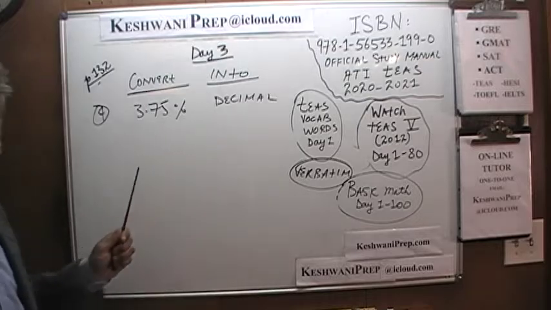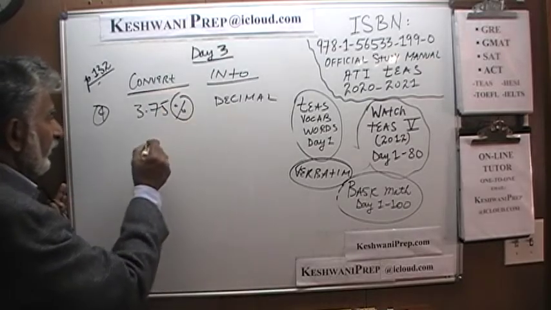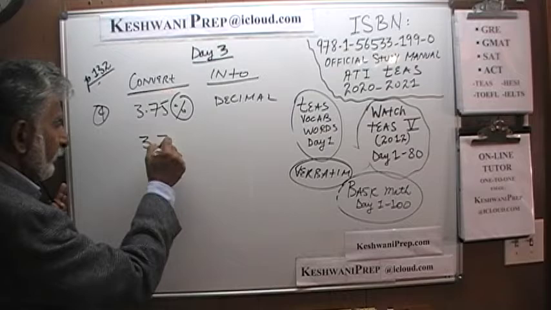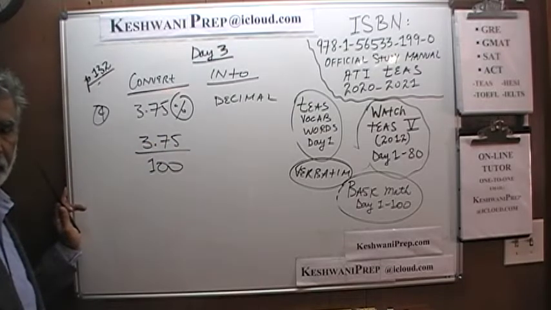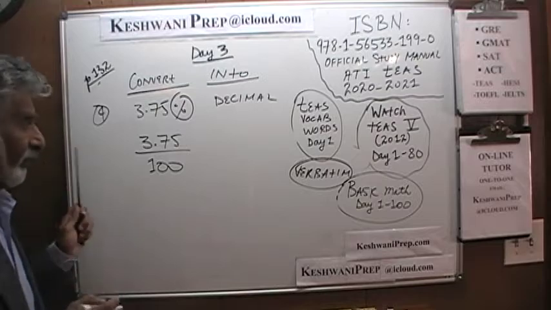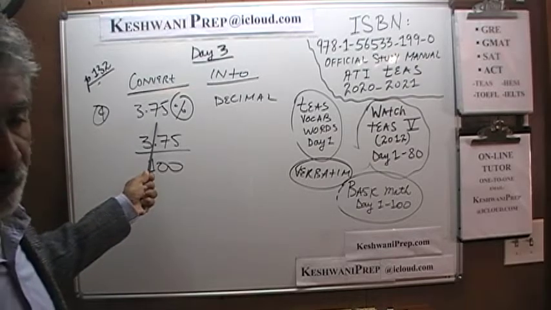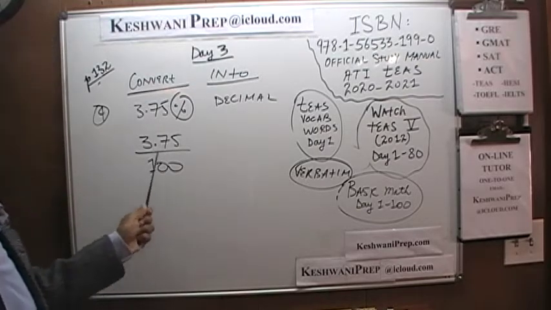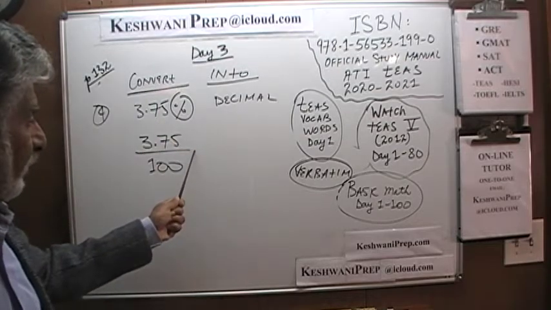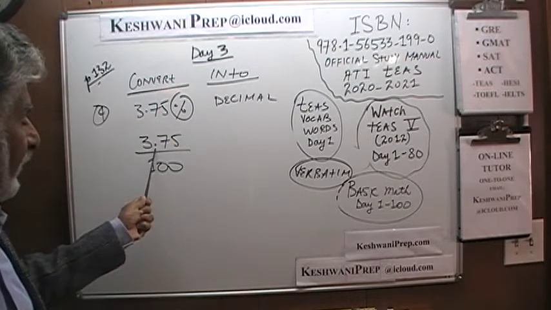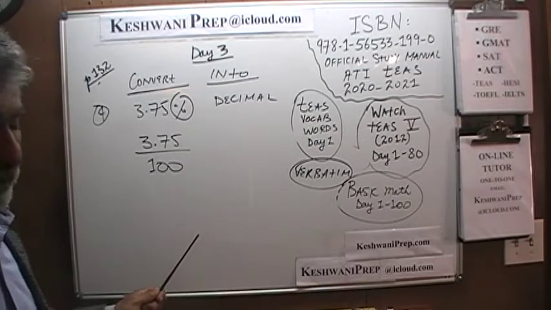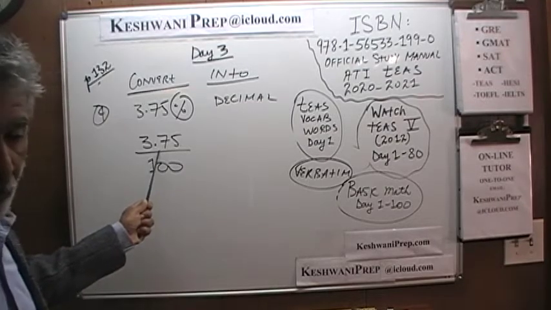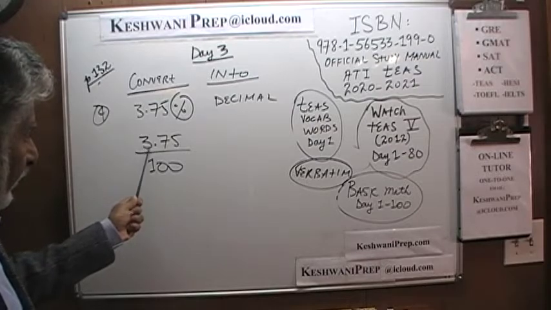So let's do that, shall we? We want to convert this into decimal. What does the word percent mean? Percent means over 100. 3.75 over 100. And that's it. We don't want to convert into fraction. If they were asking us to convert this into fraction, then after this step, there would be one additional step, which would be to multiply top and bottom by 100 to get rid of the 0.75 piece, because top has to be a whole number. So here, since they want us to convert into decimal, we simply divide this number by 100.